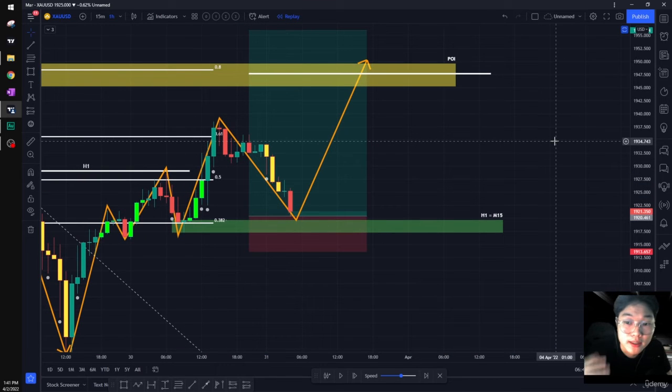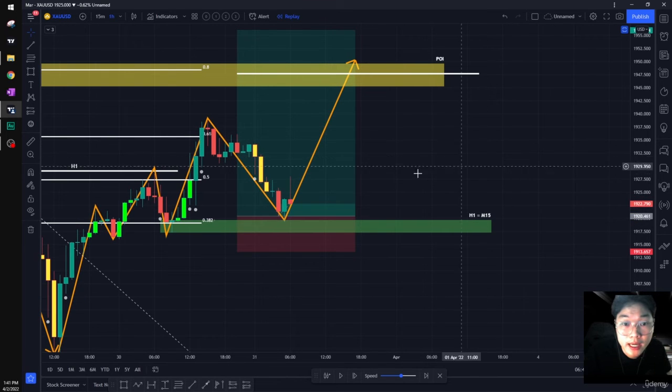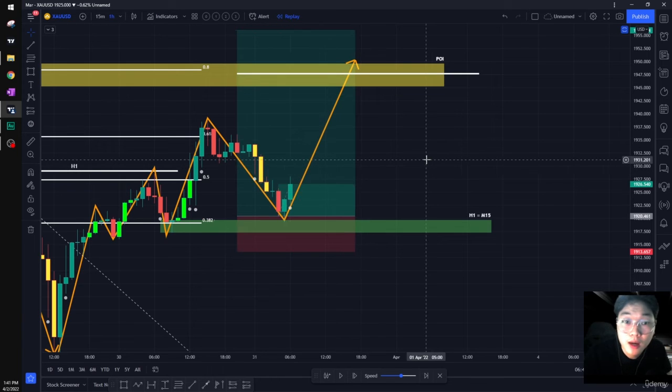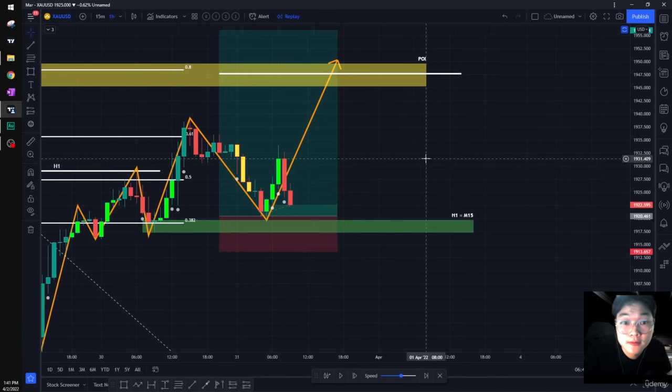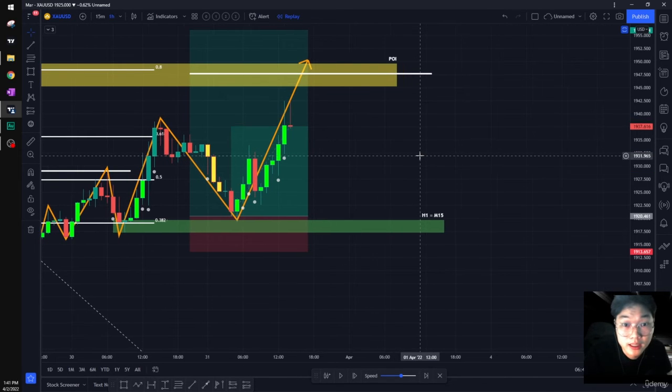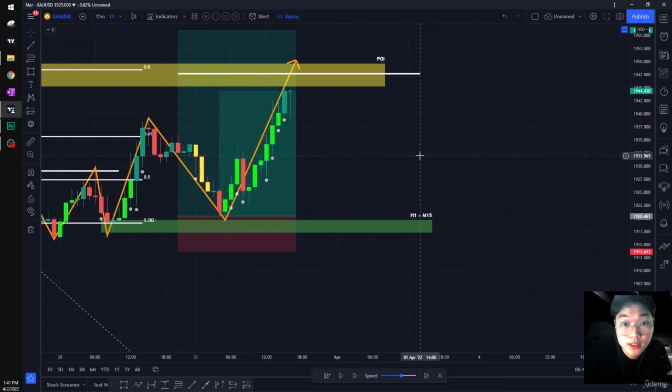And at this time, price has already hit my entry position, and I have already entered. Immediately price created 2 up candles and went up like this. You can see this. After several candles, price goes very strongly and comes into the POI zone.